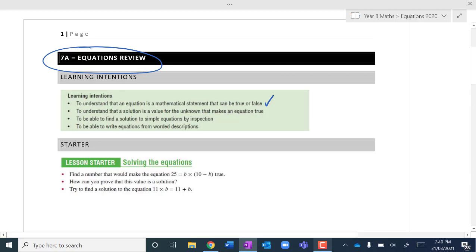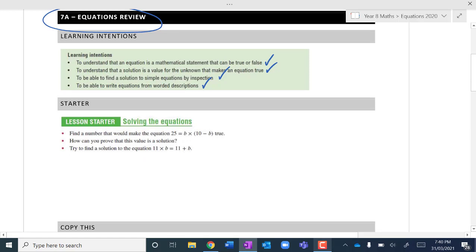Understand that a solution is a value of the unknown that makes the equation true. We can guess and check, and we'll also go into another way to solve equations. Find a solution by inspection, so guessing and checking and getting closer and closer to the solution, and be able to write equations using a worded description.